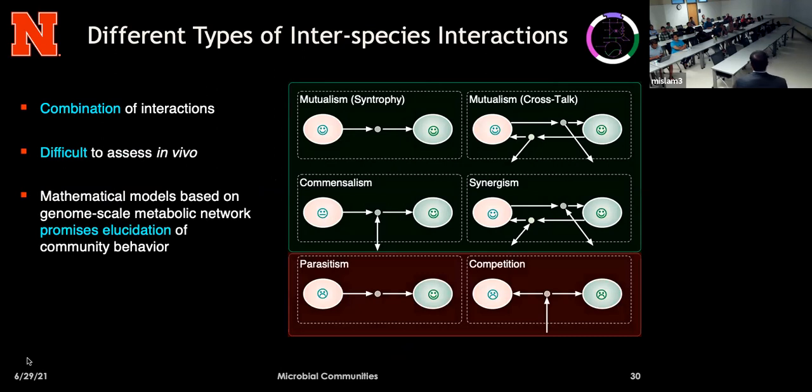Now, what happens in most of the naturally operating microbial ecosystems is that there is never one single type of interaction present. There is always a complex combination of them, and they're very difficult to assess in vivo. So we can use models of different species and try to see what the interactions are and how those interaction dynamics change if we change the environment.